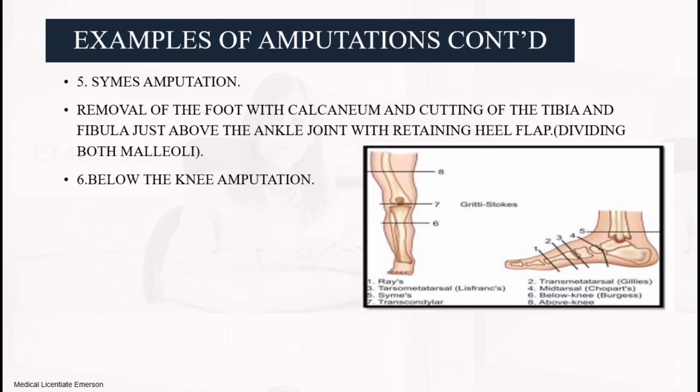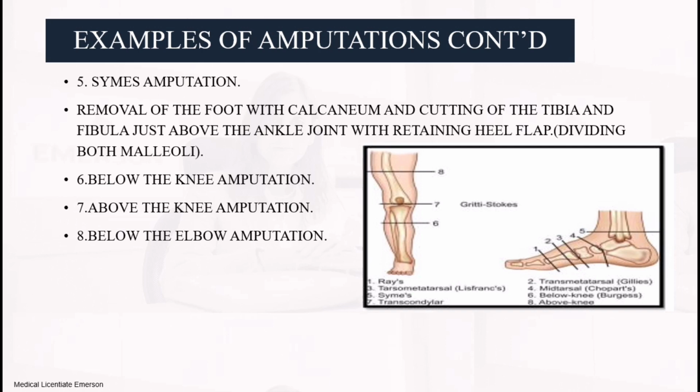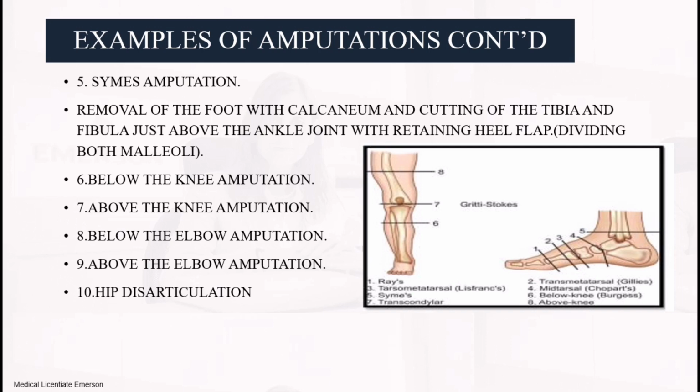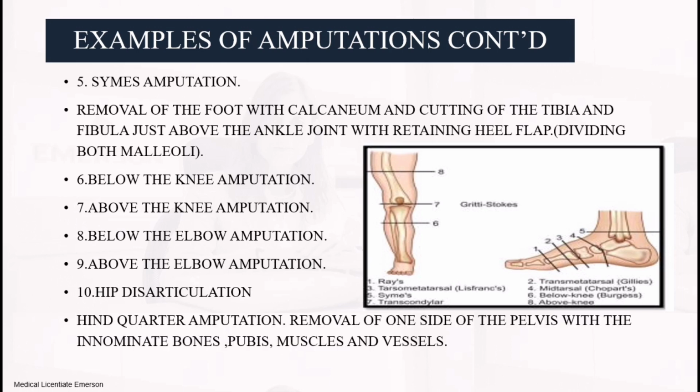Then we also have below the knee amputation, above the knee amputation, below the elbow amputation, above the elbow amputation, and hip disarticulation. For joints, we use the word disarticulation. So through knee disarticulation, hip joint disarticulation, through elbow disarticulation, shoulder disarticulation, those are the terms. Then in quarter amputation, there is removal of one side of the pelvis with the innominate bones, pubis, and muscles and vessels.